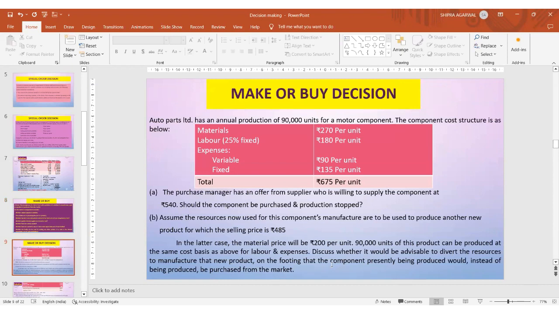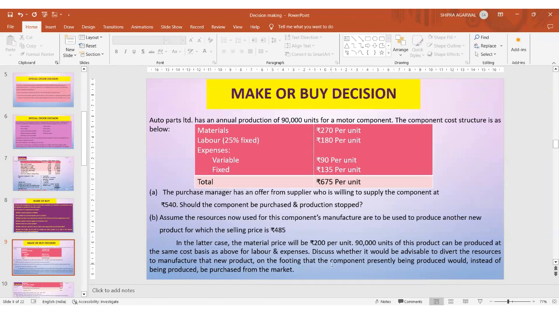So in this case, again, you can just have a look at the example. Auto Parts Limited has an annual production of 90,000 units for a motor component. The component cost structure is as below. Materials 270 per unit. Labor, out of which 25% is fixed, 180 per unit. Expenses, variable and fixed, variable is 90 per unit and fixed is 135 per unit. The total comes out to 675 per unit. The purchase manager has an offer from a supplier who is willing to supply the component at 540. Should the component be purchased and production stopped?